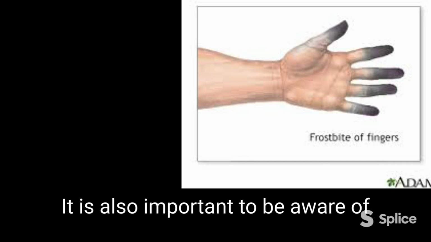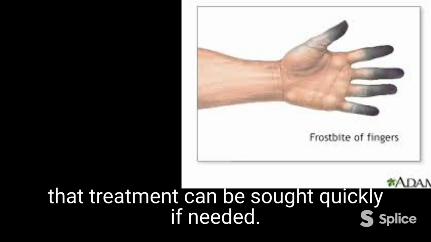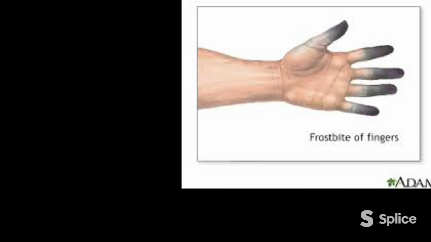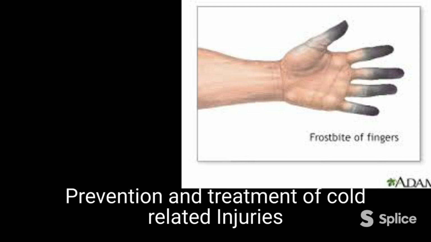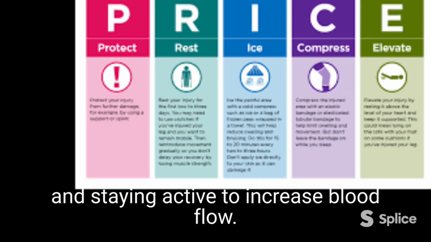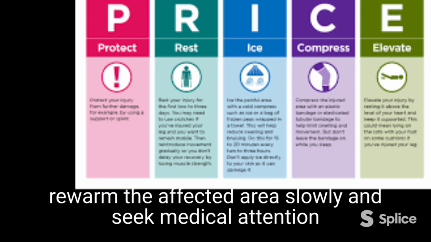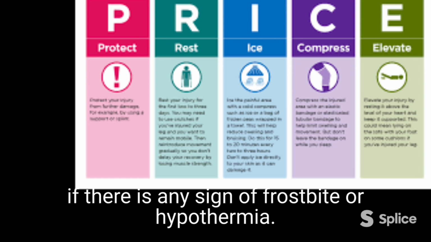Prevention of cold-related injury includes dressing warmly, staying dry, keeping active, and avoiding alcohol. It is also important to be aware of the signs and symptoms of cold-related injuries so that treatment can be sought quickly if needed. Prevention and treatment of cold-related injuries? Cold weather injuries can be prevented by dressing in warm, layered clothing, staying dry, and staying active to increase blood flow. If you do get cold, it is important to rewarm the affected area slowly and seek medical attention if there is any sign of frostbite or hypothermia.